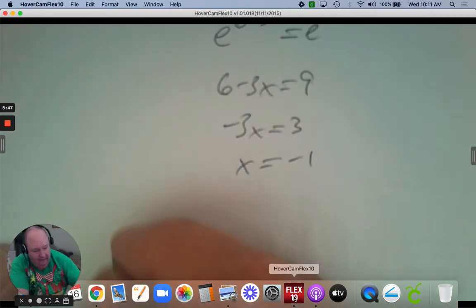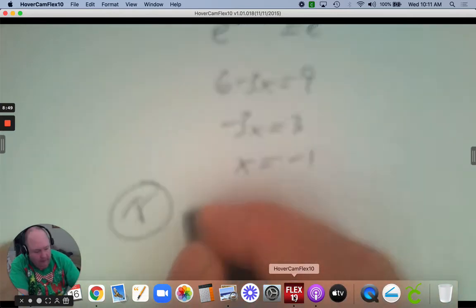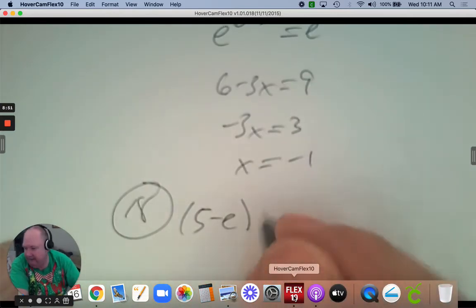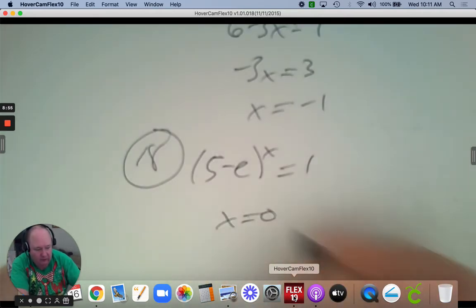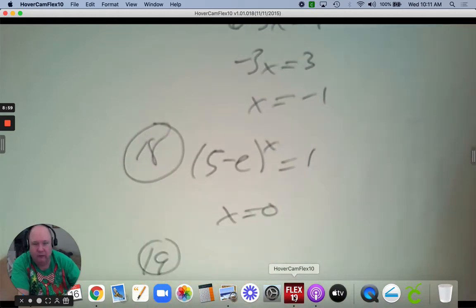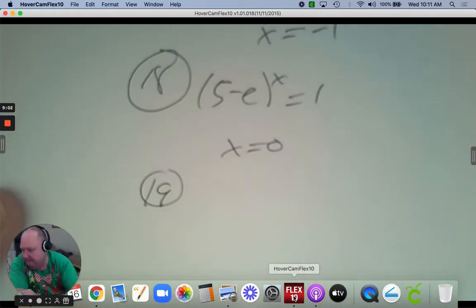Number 18. 5 subtract e to the x equals 1. So x must equal 0 because anything to the exponent 0 equals 1. Ha, that was quick.